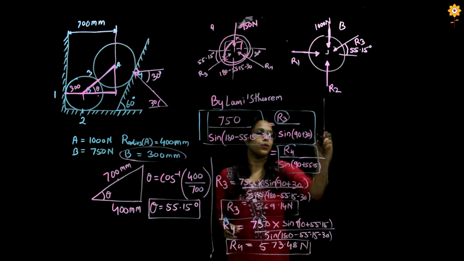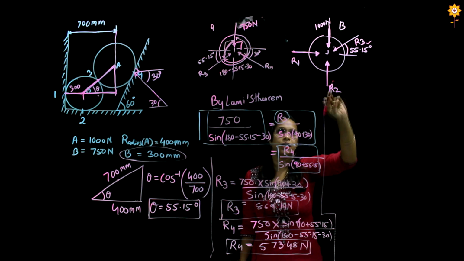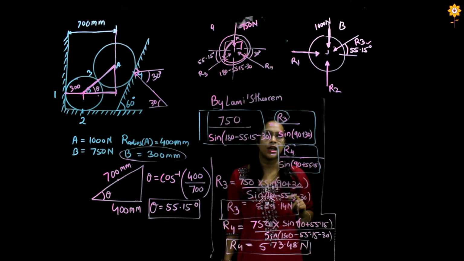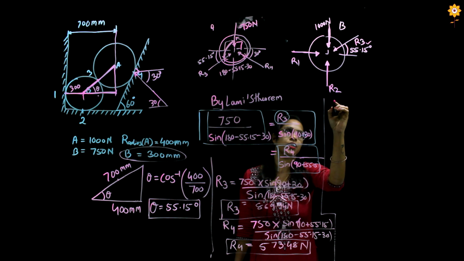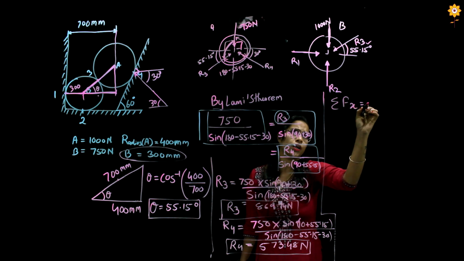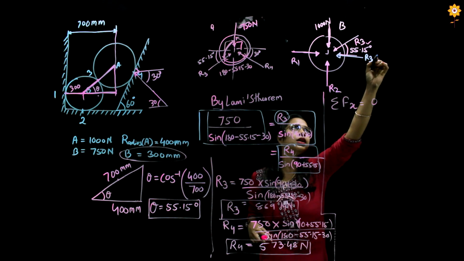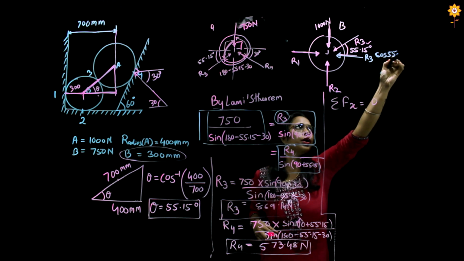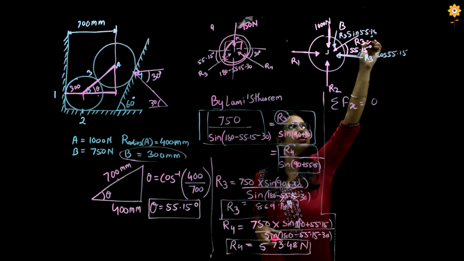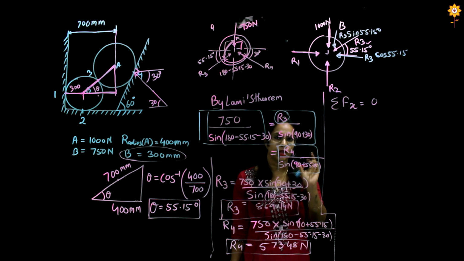Now we need to find R1 and R2, so we'll come to cylinder B. Here we already know R3, so we can substitute that here. Now we have only two unknowns left, which are R1 and R2. As we have four forces, we can't use Lami's theorem. We'll have to solve this cylinder by the traditional equilibrium equations, that is F of x equal to 0 and F of y equal to 0. We only need to resolve this: R3 cos 55.15 and R3 sine 55.15.